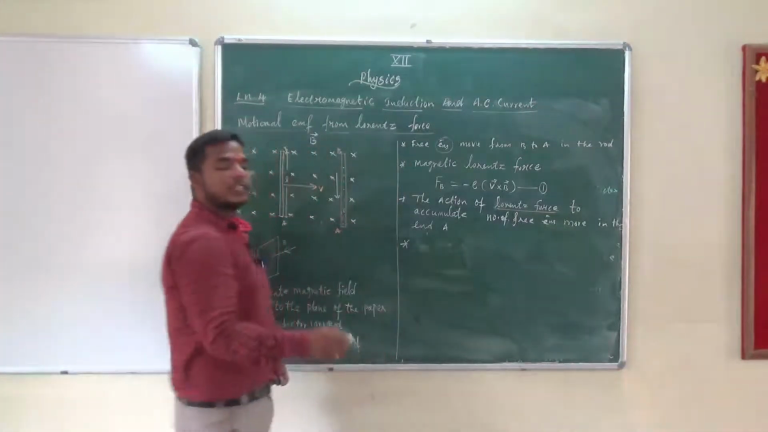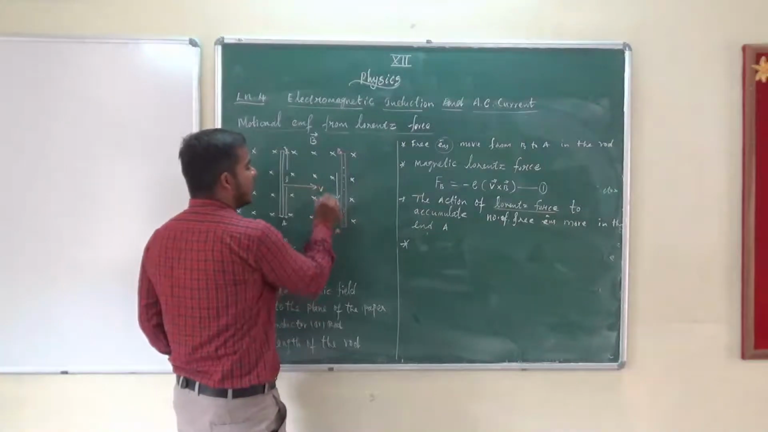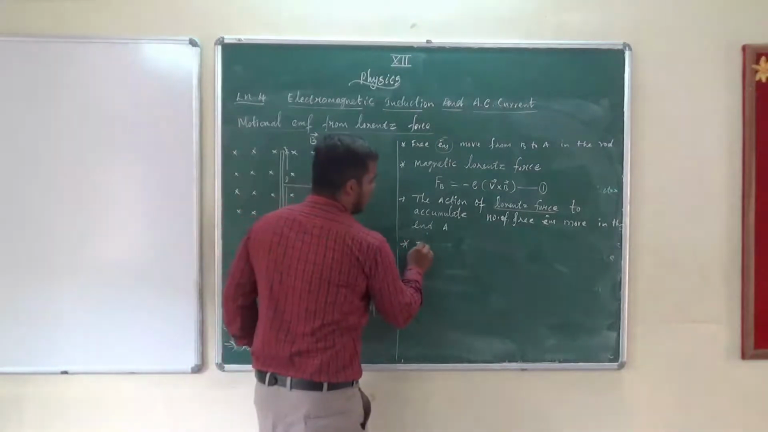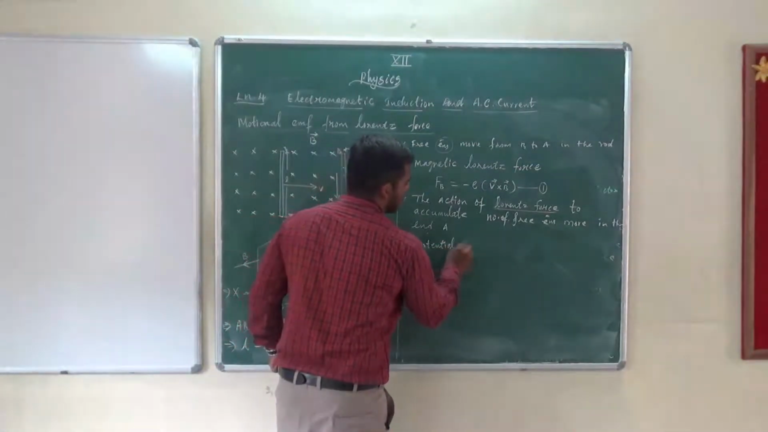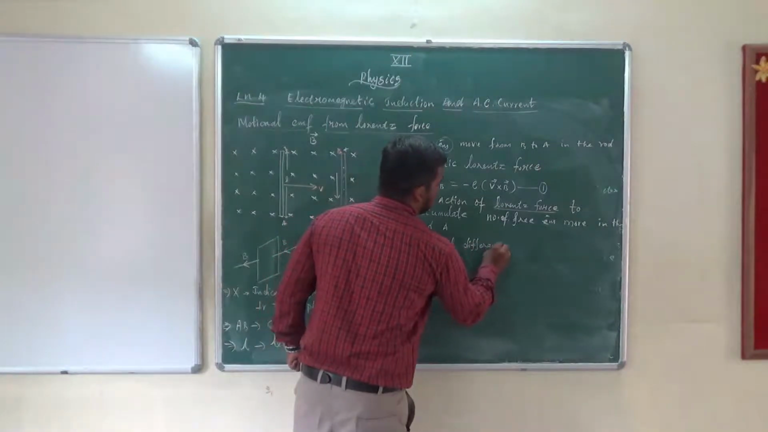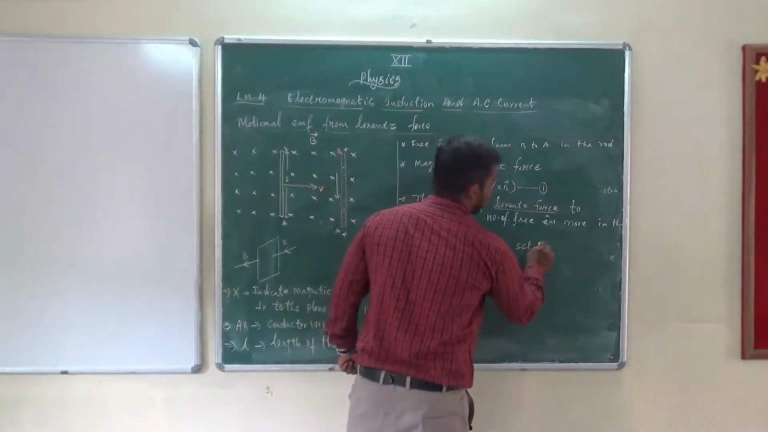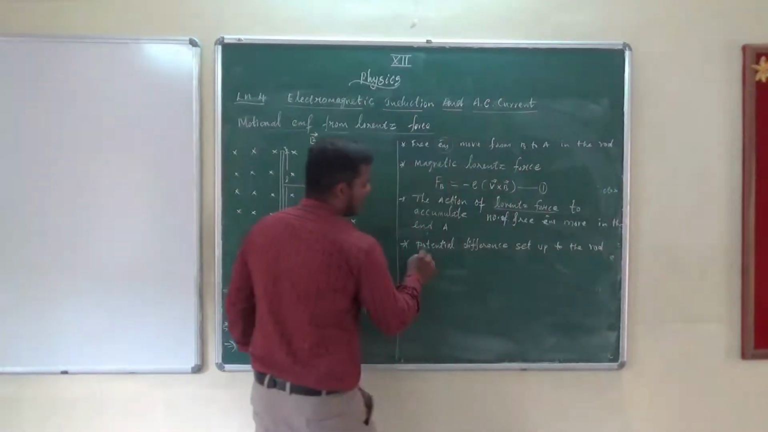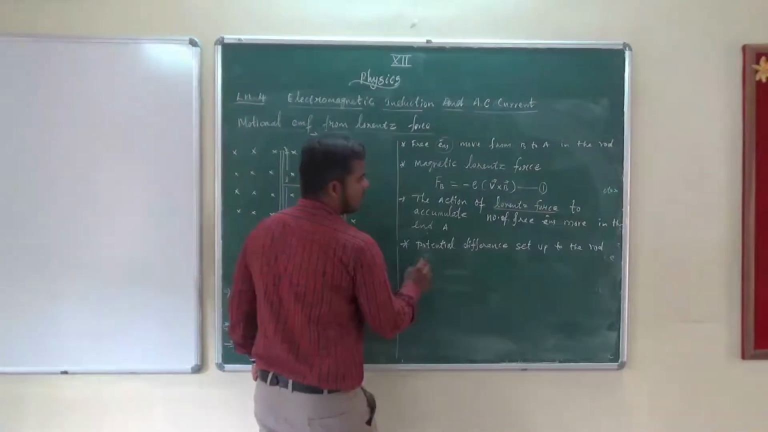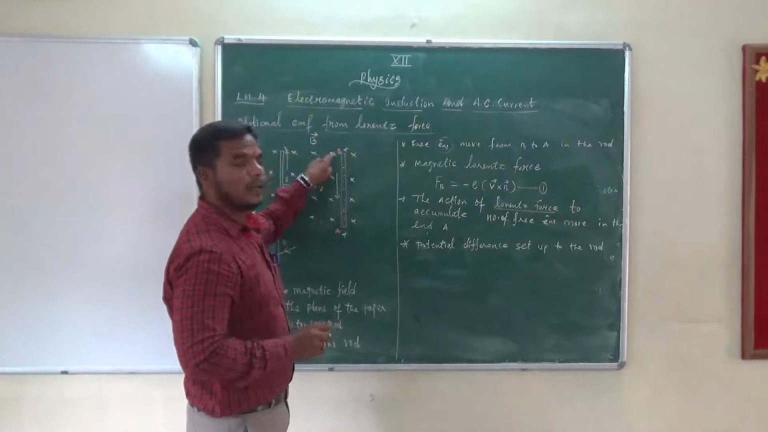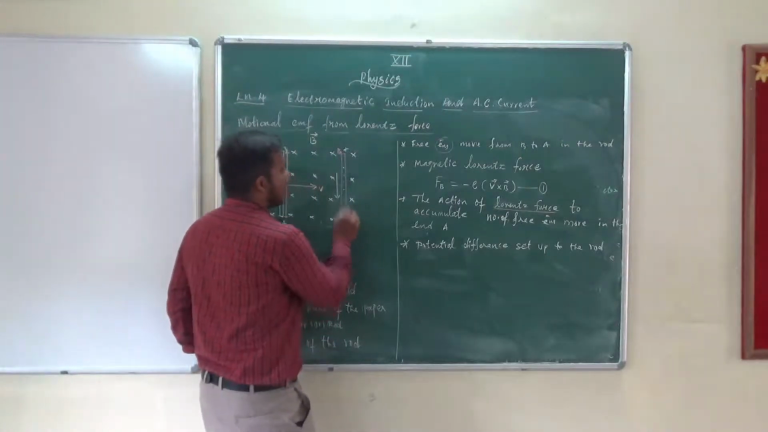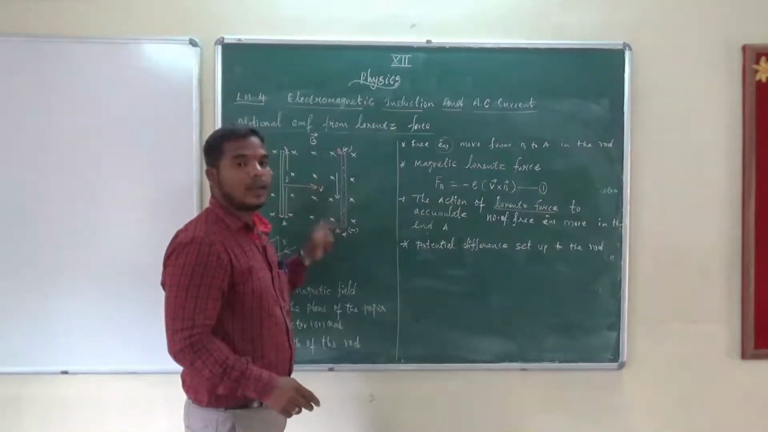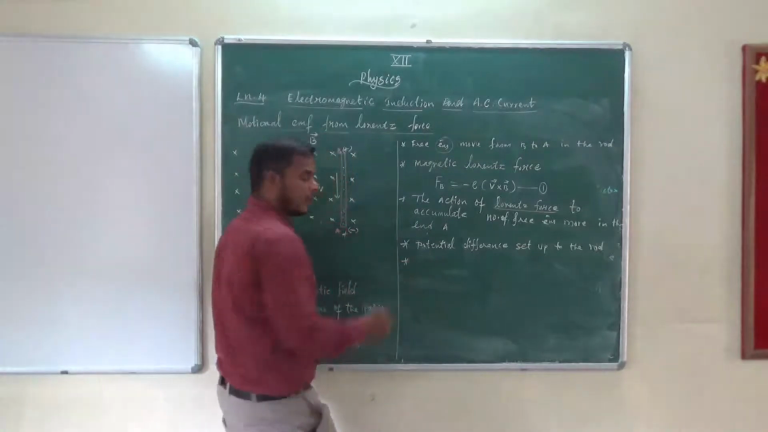Sorry, potential difference between the end A and end B. Where is that? Potential difference set up to the rod ends, where to where? Means A and B. In the end A, negative charge, in end B, positive charge. Due to the potential difference between end A and B, automatically the electric field is established.